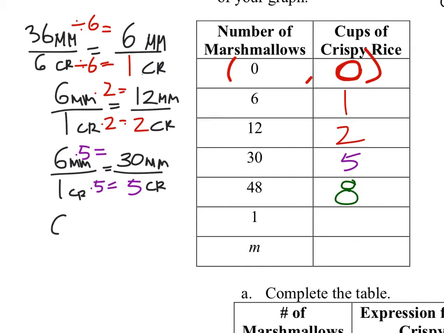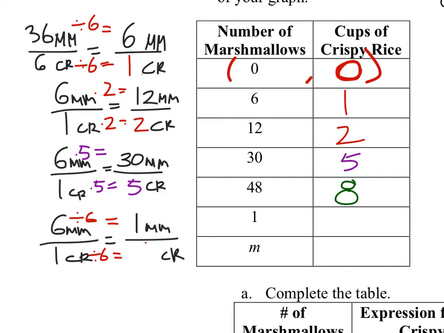Let's look at these. So 6 marshmallows for 1 cup of crispy rice. But what we want is 1 marshmallow. How many cups of crispy rice? Right? So on this, how do we get 6 to be 1? We would have divided it by itself. So we've got to do 1 divided by 6 as well, which would just be 1/6. Bam.